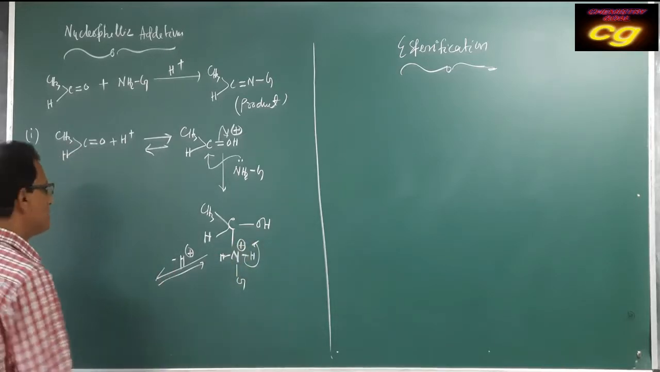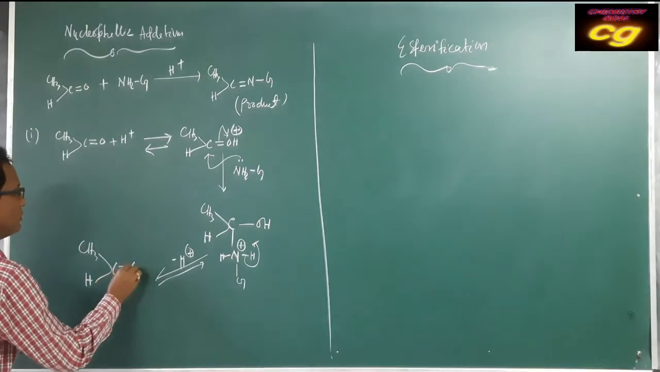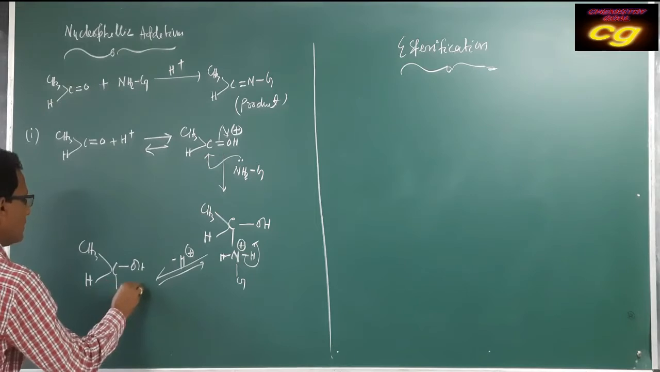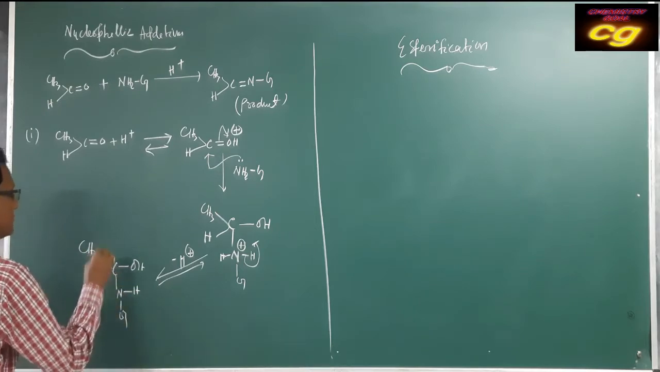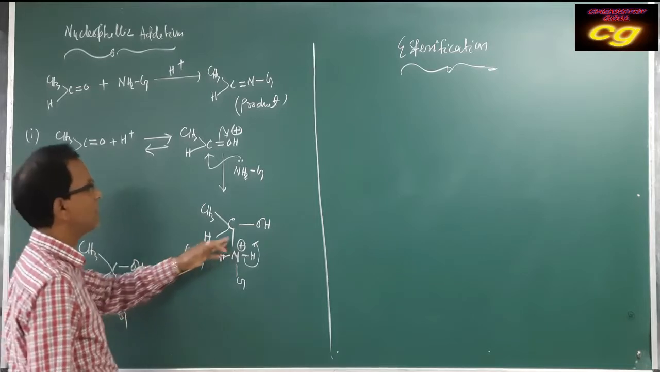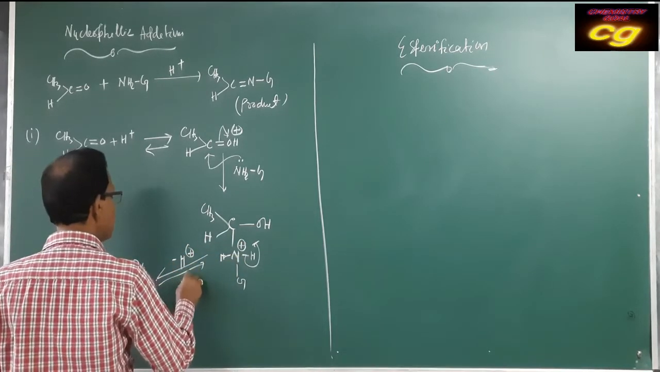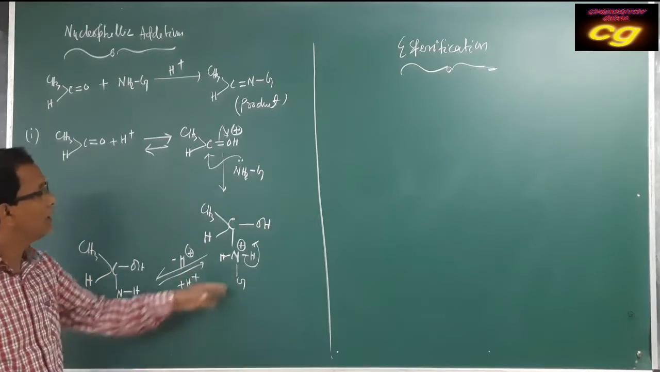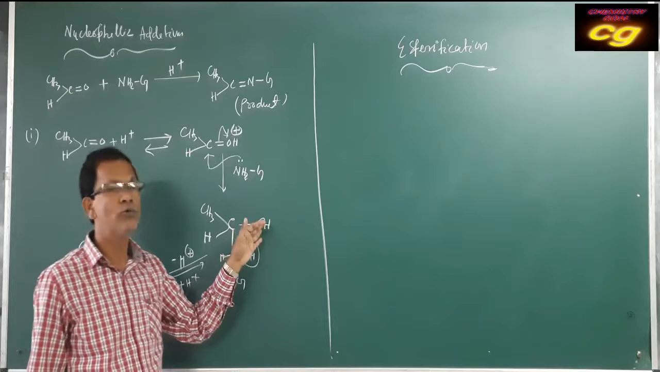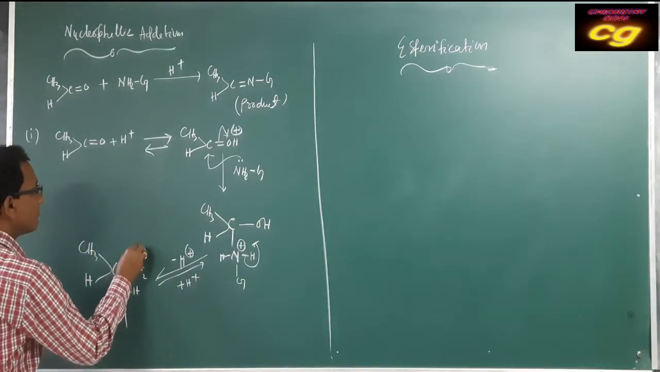Loss of proton takes place. Then the result is CH3CHOH, then becomes NHG. There is both deprotonation and protonation. What does it mean here? On one side H+ is removed and the same H+ is added to the adjacent OH. So what happens? It becomes OH2+.